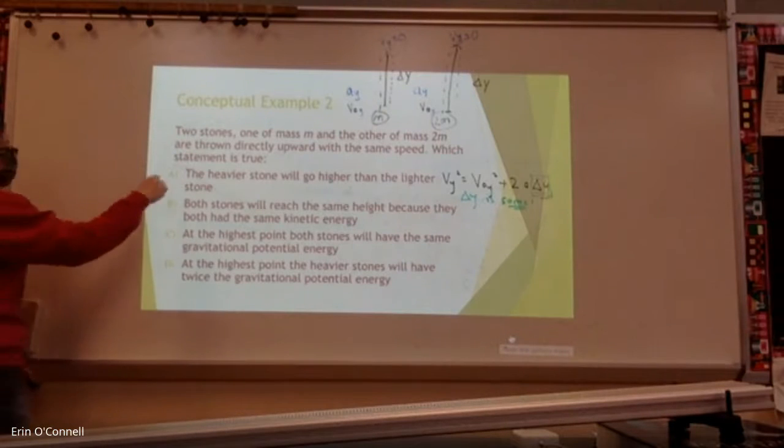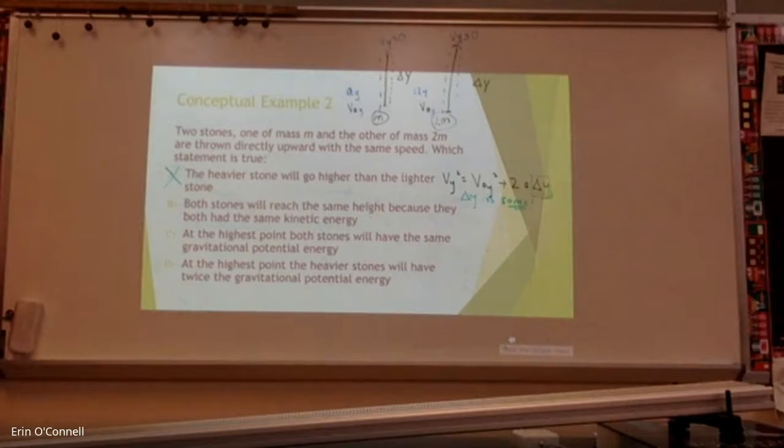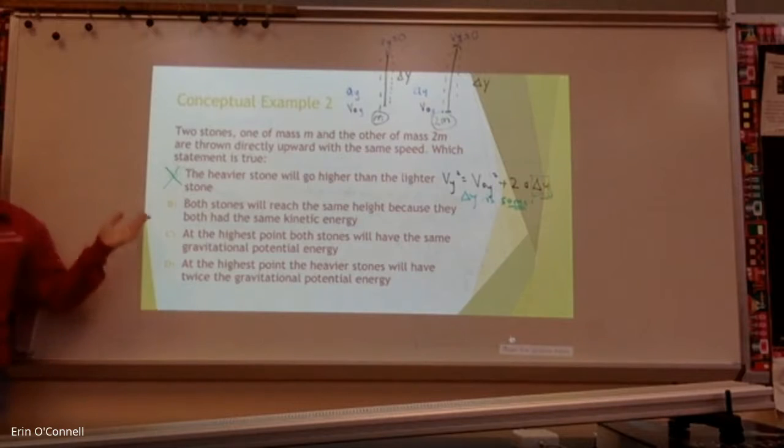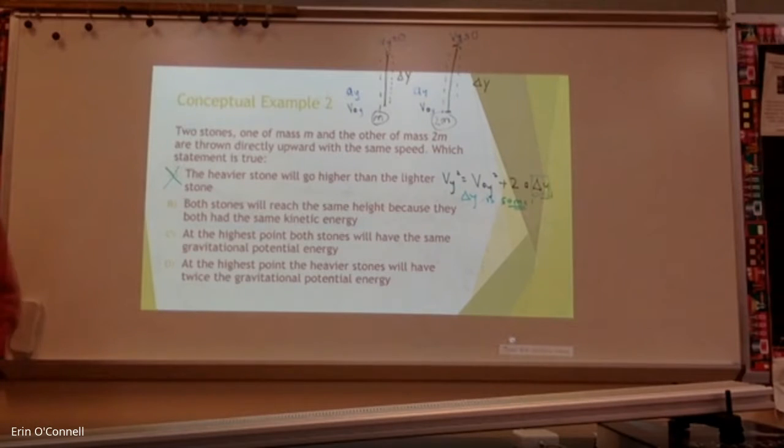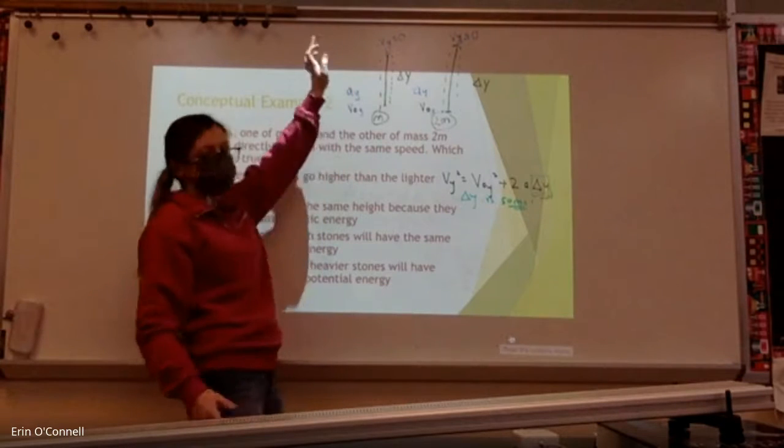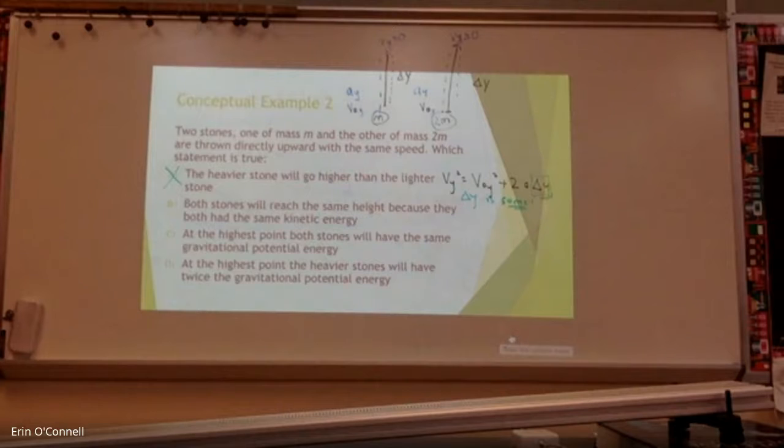So that is not our answer. The acceleration is what affects delta y, not the mass. Yes, it would require two different forces to cause that acceleration, but if the acceleration is the same, they'll travel the same distance. Okay, in B, both stones reach the same height. So we know that part's true.